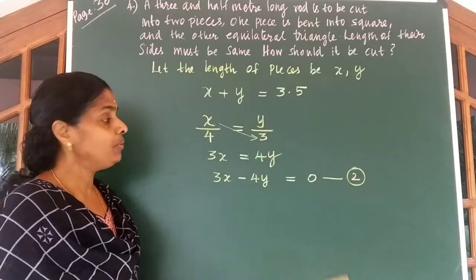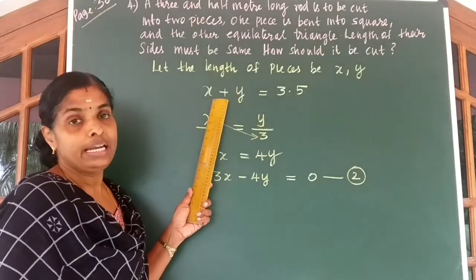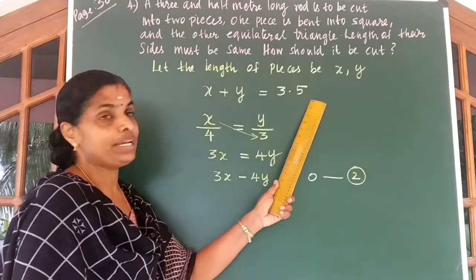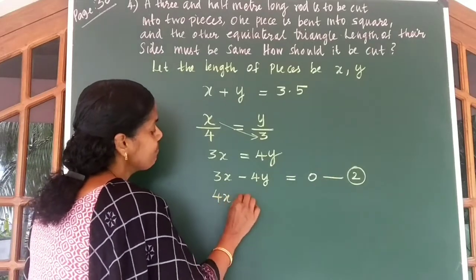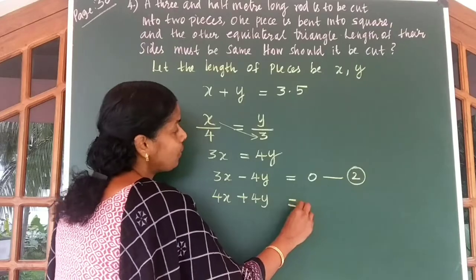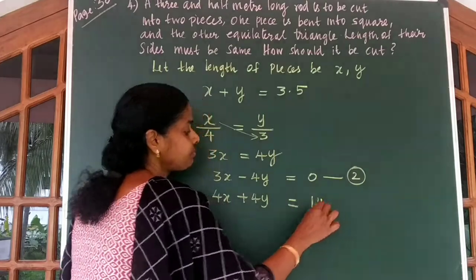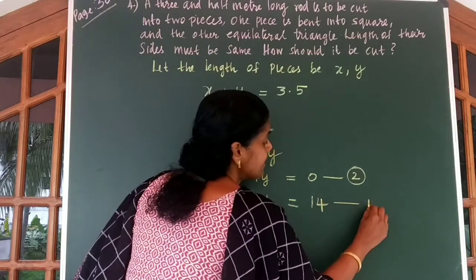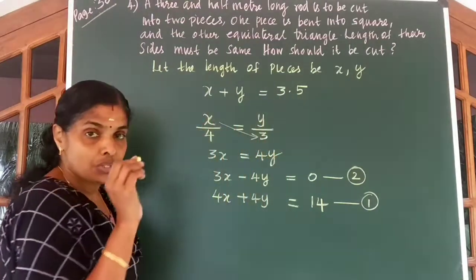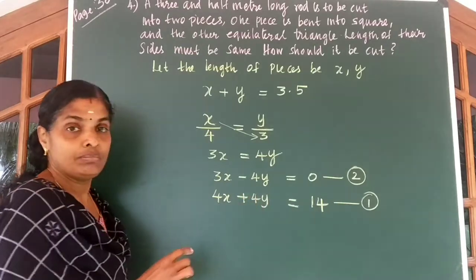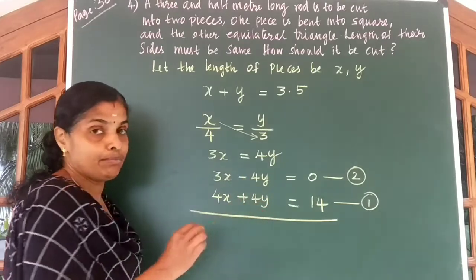Now what do we have to do? We have to solve the second and the first equation. Let us multiply the first equation by 4 so that you will get 4x plus 4y is equal to 4 into 3.5, which gives you 14. Let us name this our first equation. Why did I multiply by 4? So as to eliminate the y term. Is it clear? Now we know one term is negative and another term is positive.